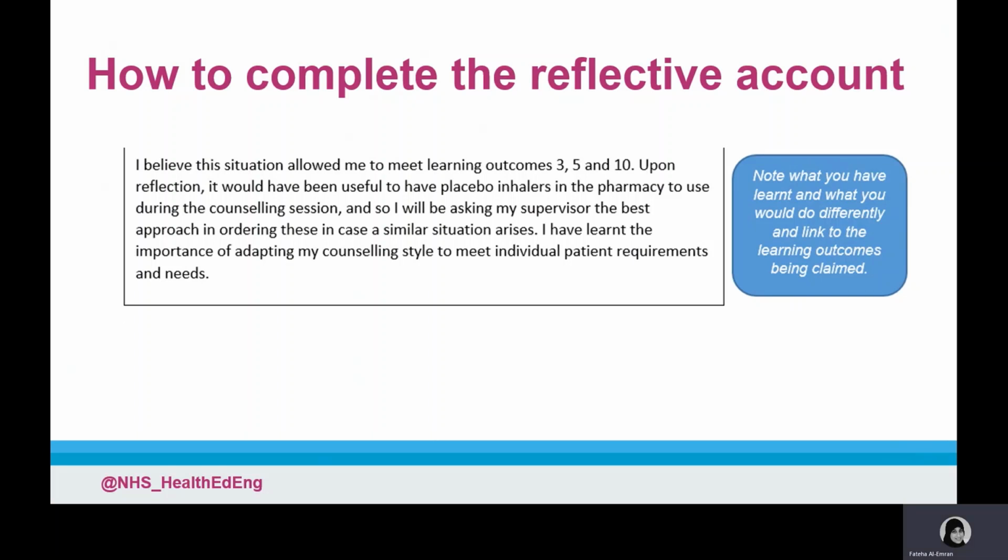The final part should include what has been learnt, what would be done differently based on what has been learnt, and should link to the learning outcomes being claimed.